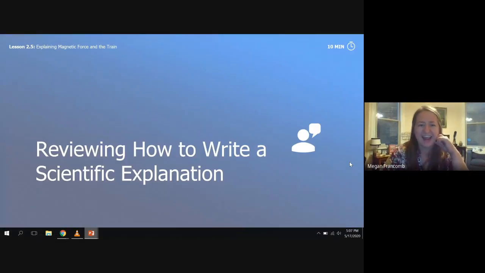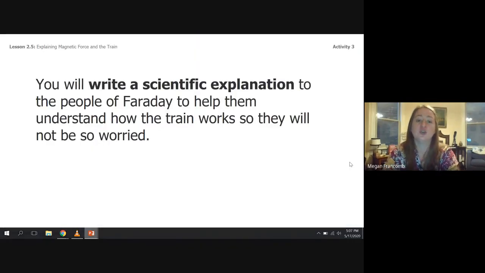You are going to write a scientific explanation. So before you start writing your scientific explanation, let's review how to write a scientific explanation. And again, you will be writing a scientific explanation to the people of Faraday to help them understand how the train works so they will not be so worried.